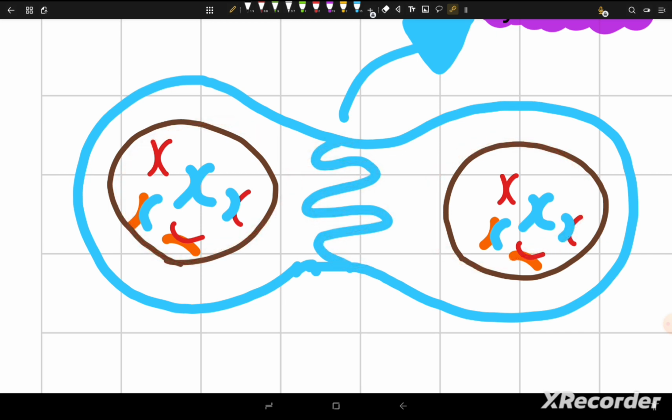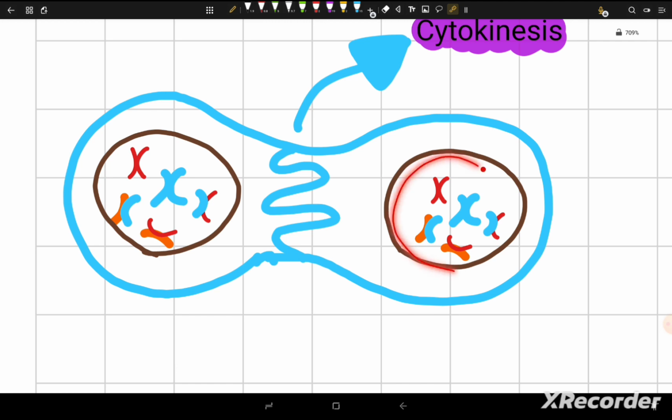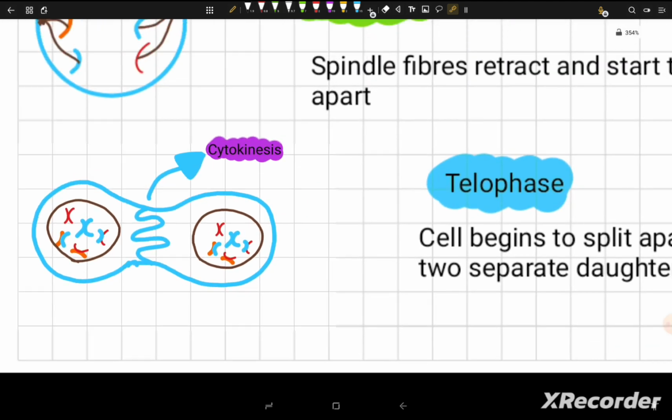And it's important to note, in mitosis, these daughter cells are identical to one another, as you can see by the chromosomes being identical here. That is very important to note.